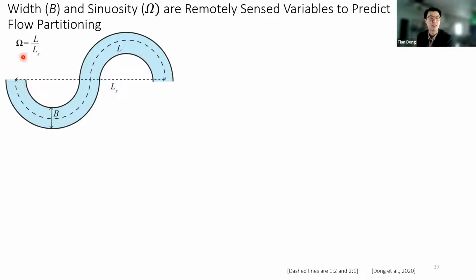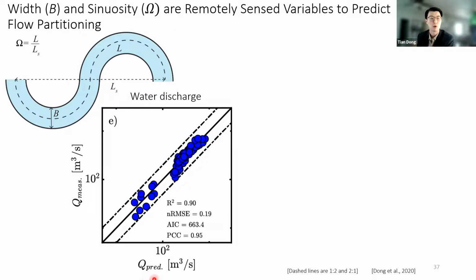Here's the sinuosity, just the actual length of the river divided by the straight length of the river bed. To look at how good this parameter is, here I'm showing a graph of predicted water discharge in the downstream branches, using this nodal relation, against our measured water discharge. And these two parameters actually give a really good prediction in the downstream branches.